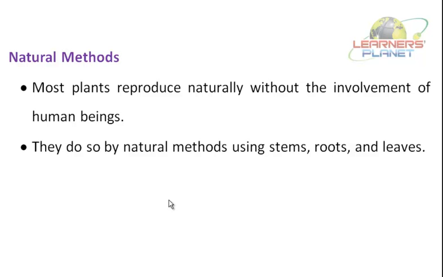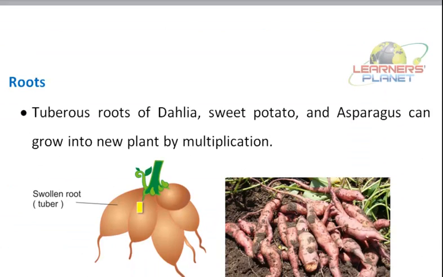So the first method which we are going to discuss is natural methods. Most plants reproduce naturally without the involvement of human beings, and they do so by natural methods using stems, roots and leaves. So here we are going to study each of the plant parts which reproduce naturally and asexually in detail.